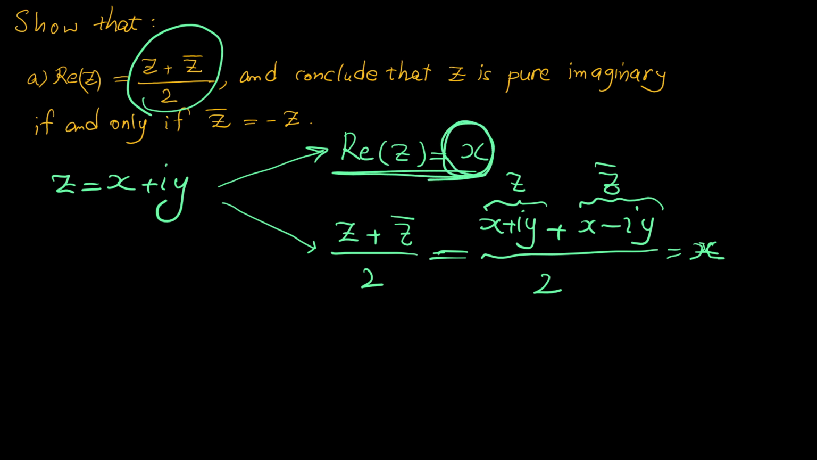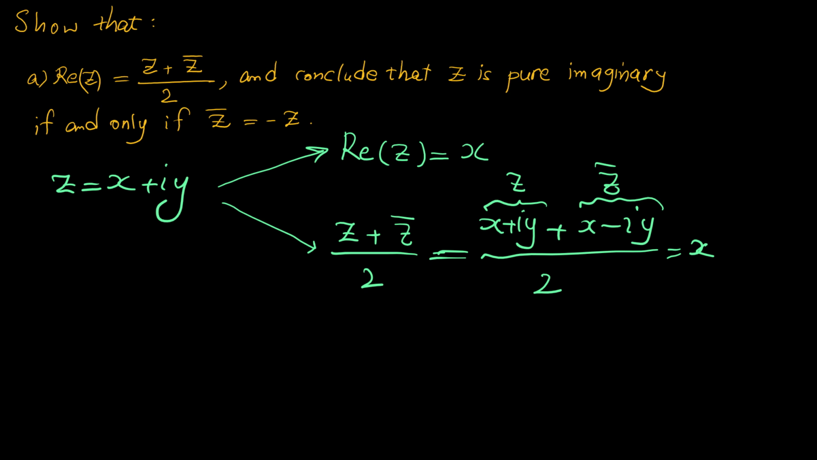As you can see, real of z is x. This is the definition of real of z. And also, z plus conjugate of z divided by 2 is also equal to x. So this shows that always real of z is basically z plus conjugate of z divided by 2. And this completes the proof. So the two sides are equal to each other and both of them are x.